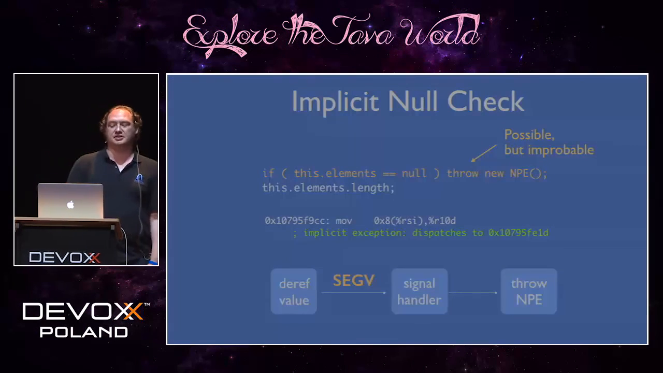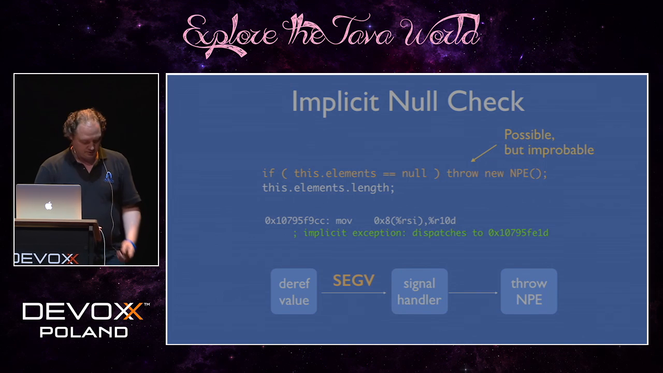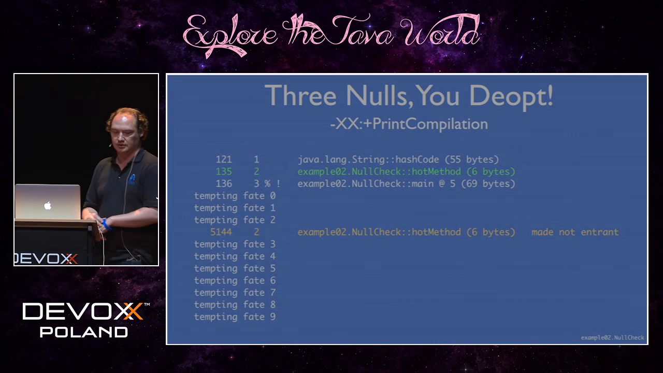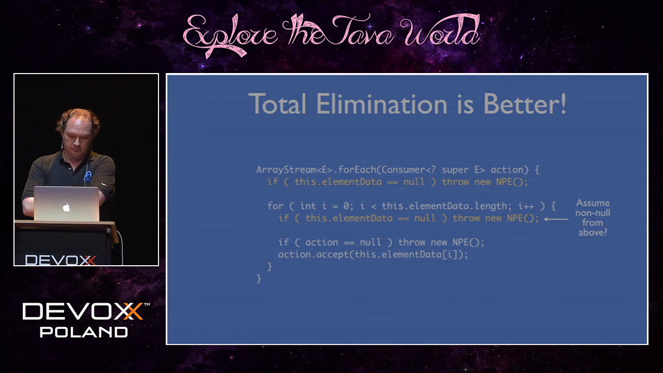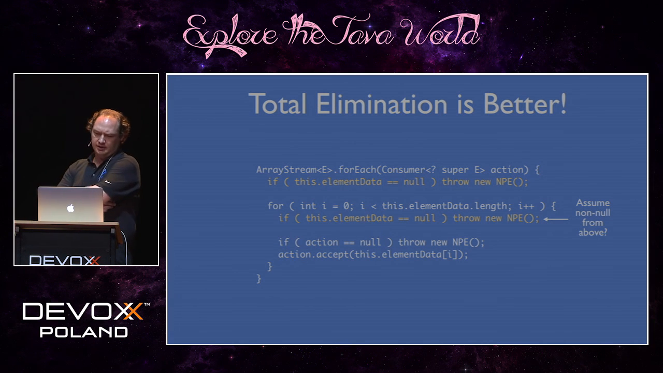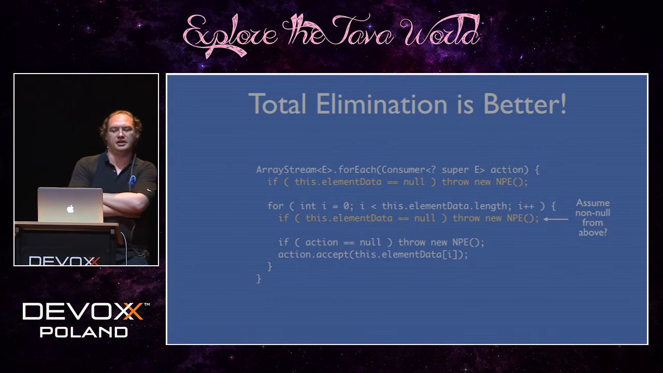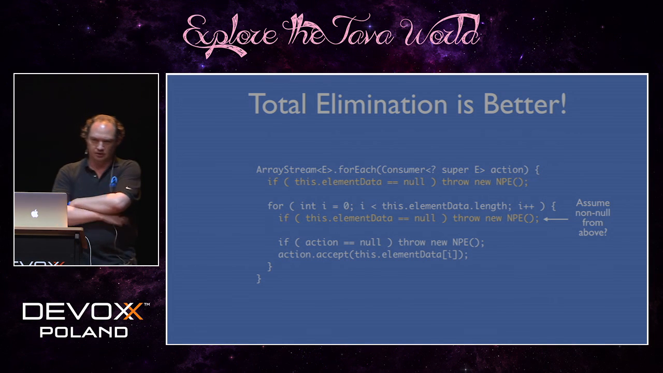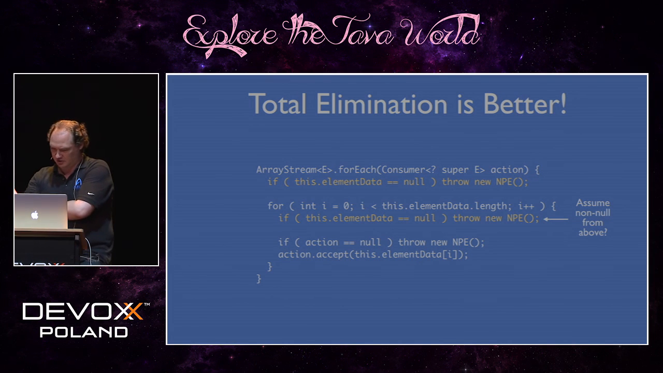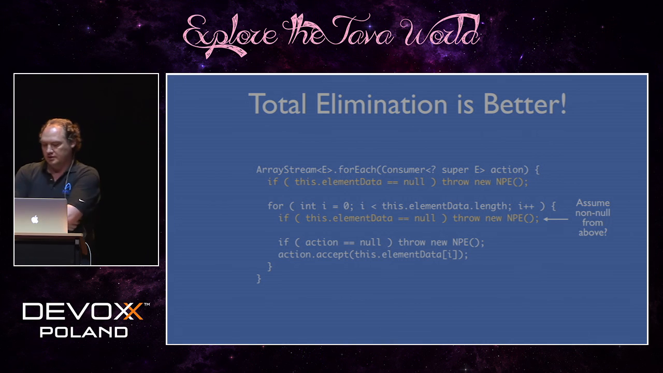But we'd really just like to get rid of it altogether. And it turns out we actually can do that in many situations. Now, you would think that this element data would be a good candidate. We already had to check it once outside the loop. Can't we do that common sub-expression thingy and say that it didn't change inside the loop? That turns out to be a bit hard. We will get there, but it's harder than you would expect.